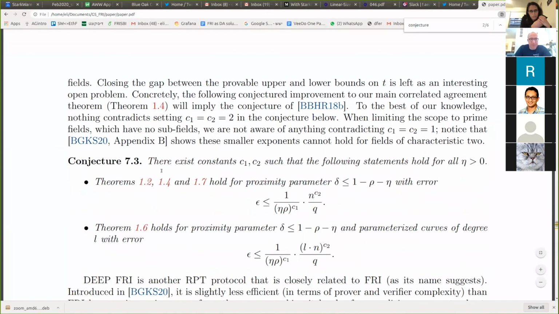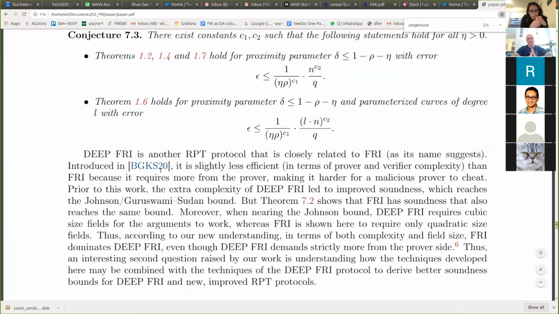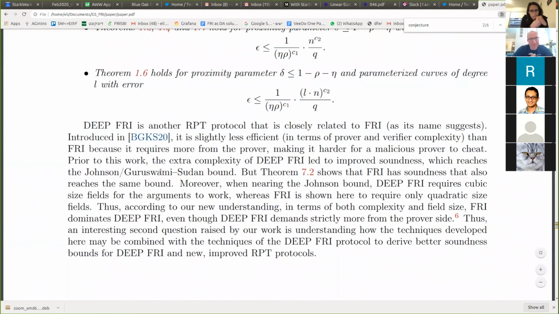So just below this conjecture, we say that, okay, if you look at the provable domain, currently FRI and DEEP FRI have soundness up to the same bound. There's even a number of minor advantages to FRI over DEEP FRI. It's slightly more efficient for prover and verifier because you don't need to do this sort of correction.